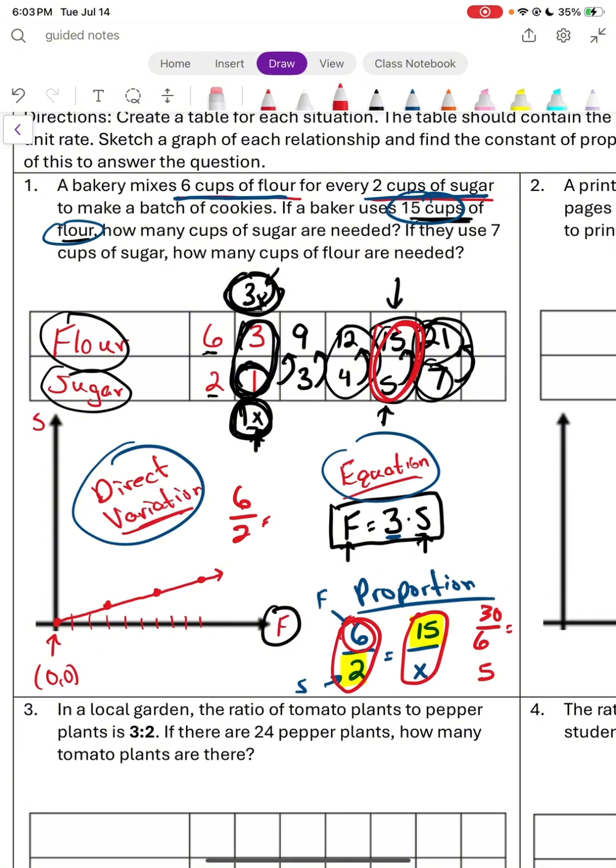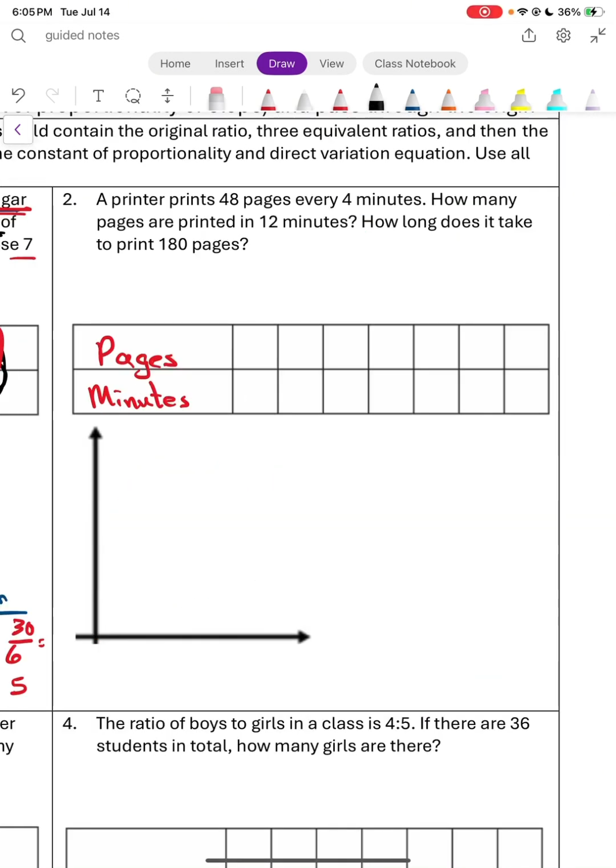The other part of the problem could be solved the same way we started out with the first part. 6 flours for every 2 sugars. What about 7 sugars? Flour, sugar, how much flour for 7? Again, to solve a proportion, 7 times 6 is 42. When you divide that by 2, you get x is 21, which is the exact same answer that we got there.